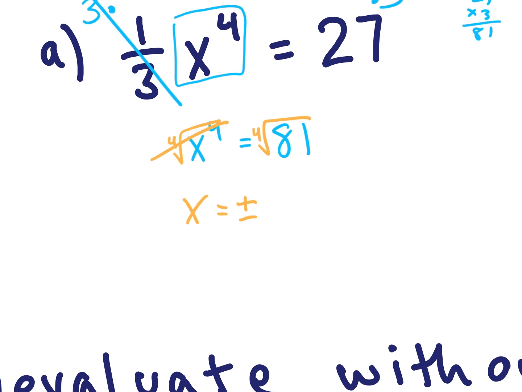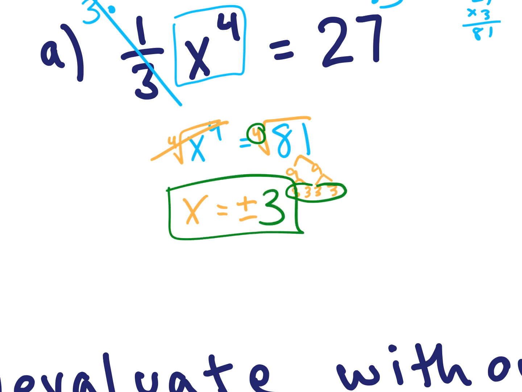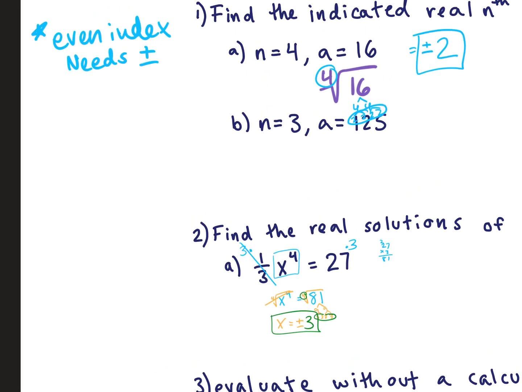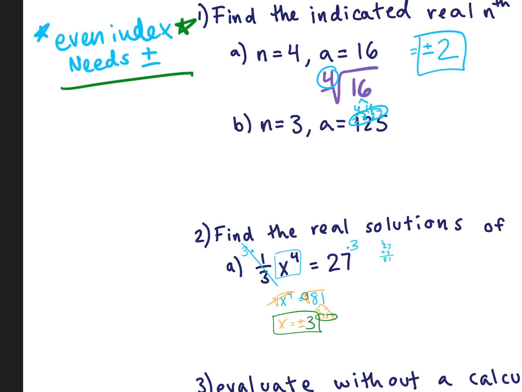Now let's simplify the 4th root of 81. What are 2 factors of 81? 9 and 9. 2 factors of 9? 3 and 3, 3, 3. We're circling how many of a kind? Do we have 4 of a kind? So what would our answer be? Plus or minus 3. So anytime you take an even index, so an even square root, needs a plus or minus.